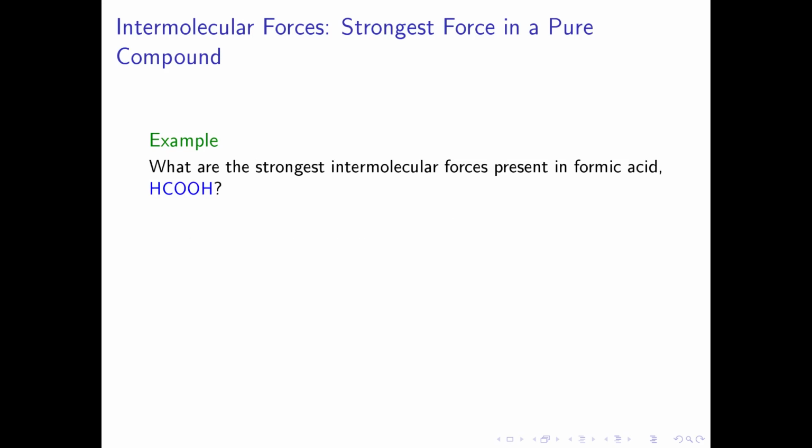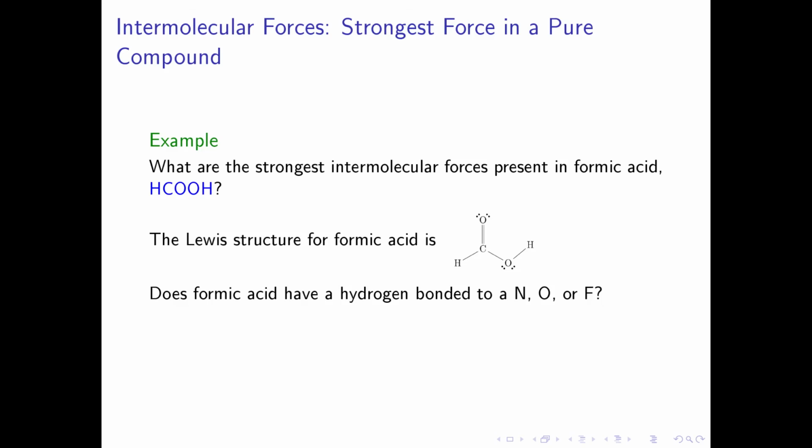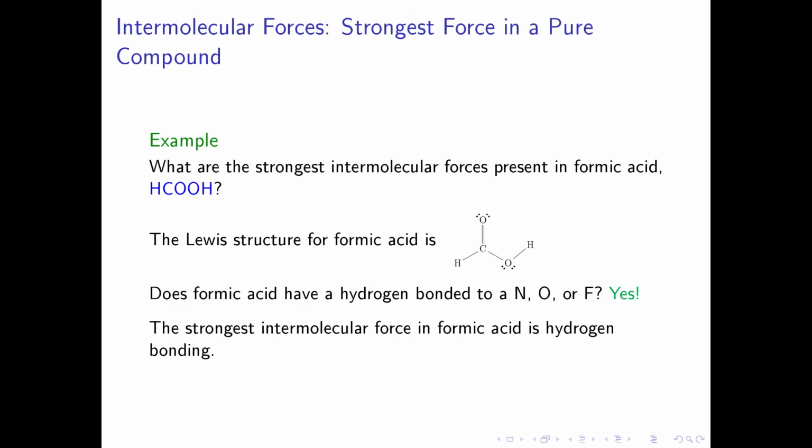And in our last example, what are the strongest intermolecular forces present in formic acid, HCOOH? As before, we begin with our Lewis structure, which is shown to the right. Our first question, as before, is, does formic acid have a hydrogen bonded to a nitrogen, oxygen, or fluorine? Looking at the right side of our structure, we see that we do indeed have a hydrogen bonded to an oxygen. We're now done. The strongest intermolecular force in formic acid is hydrogen bonding.